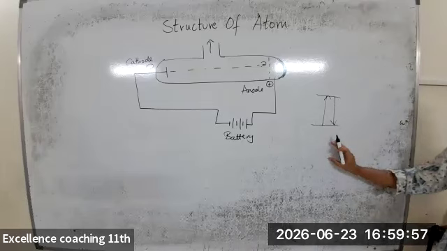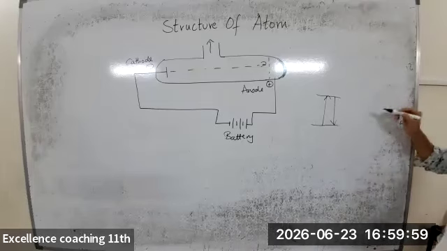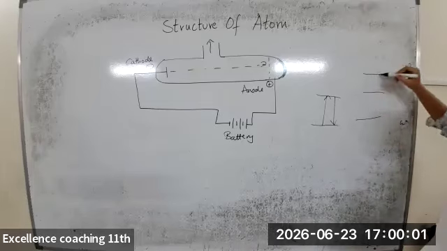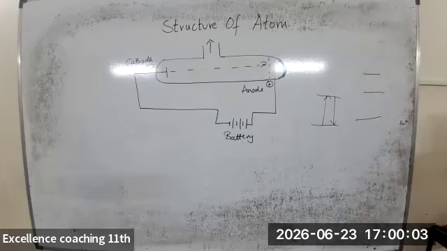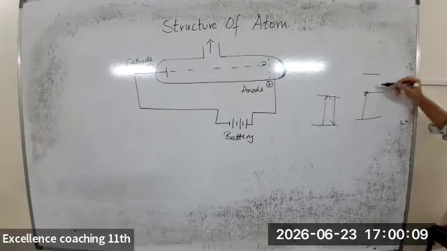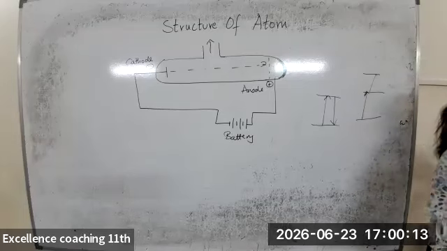Okay, this happens in fluorescence. But in phosphorescence, there is another state on top. So what basically happens in phosphorescence is it will move from the ground state to an intermediate state, which is higher than the excited state.